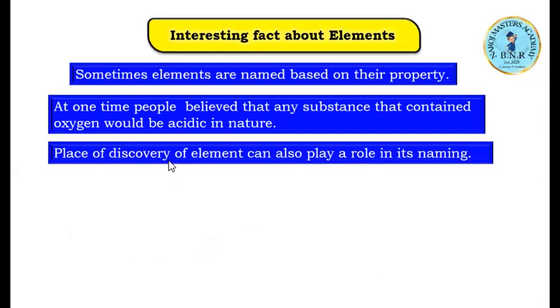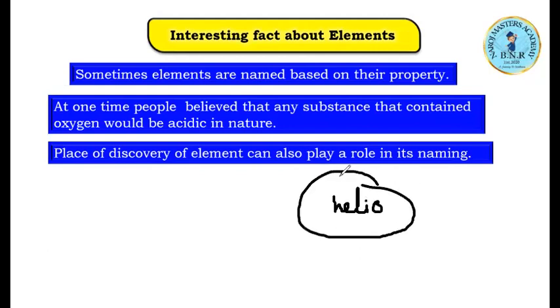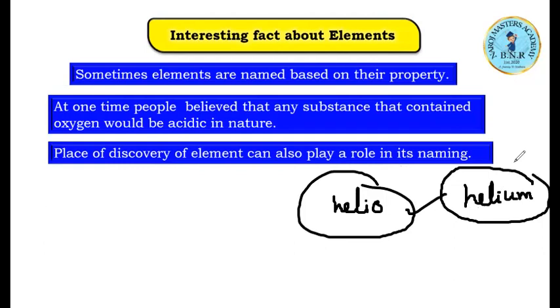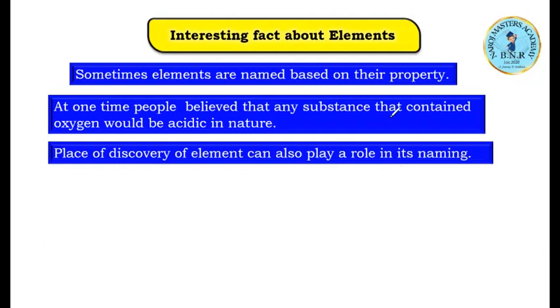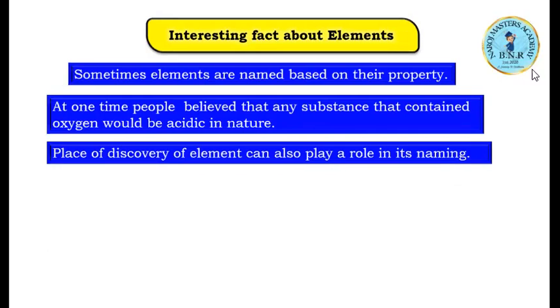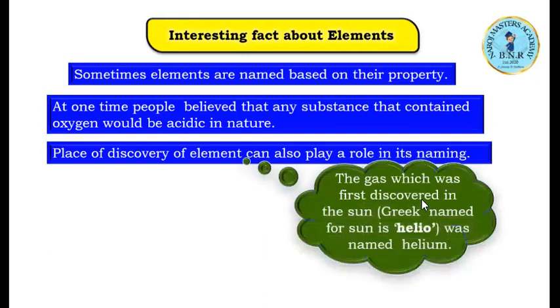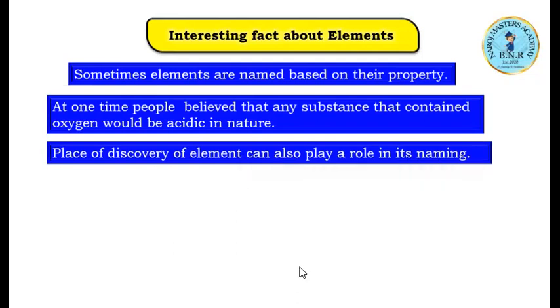The gas which was first discovered in the sun was named from the Greek word for sun, which is helio, and we call it helium. It is a gas, the first gas discovered in the sun. So this is another fact. All these come under the facts about the elements. The gas first discovered in the sun, from the Greek word helio, was named helium.